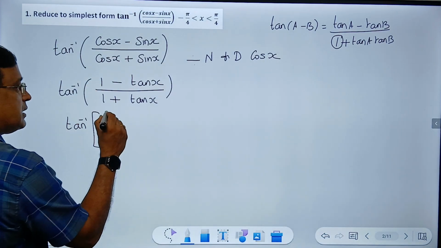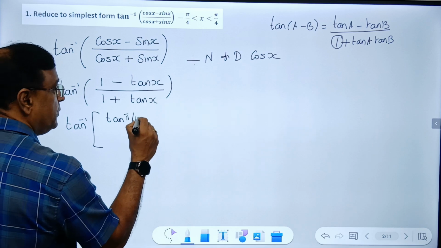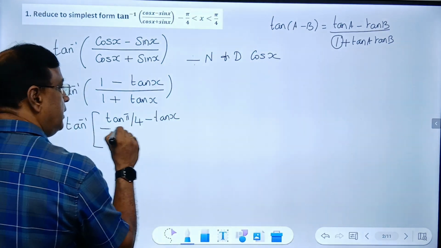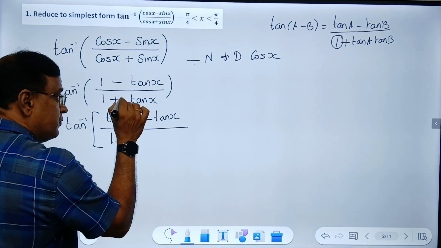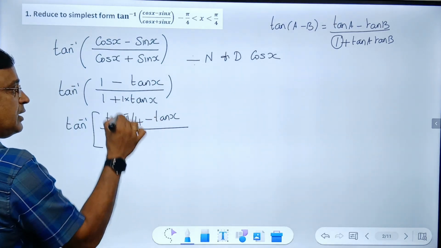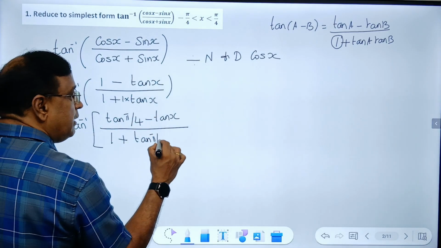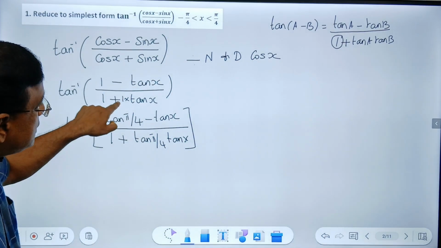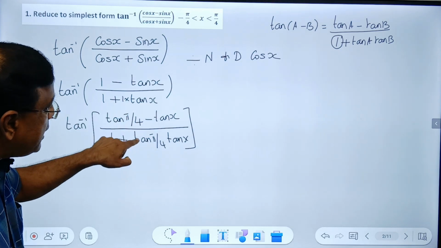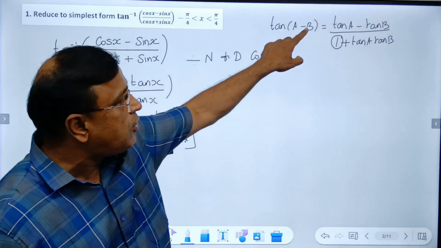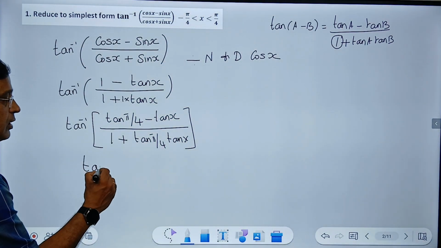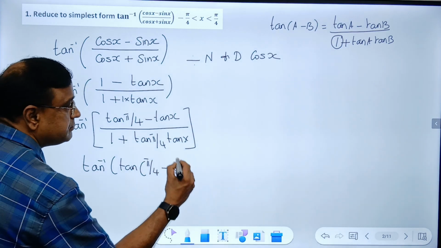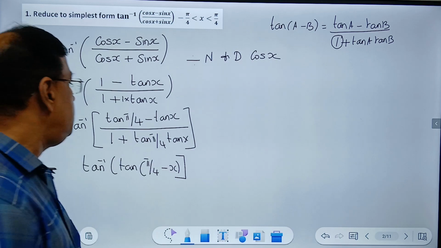This 1 is nothing but tan pi by 4. This is tan pi by 4 minus tan x divided by 1 plus, you see that it is actually 1 into tan x. That 1 can be written as tan pi by 4 into tan x, correct? Actually, it's just tan x, but you have to imagine it is 1 into tan x. That 1 should be replaced by tan pi by 4. Now, if you correlate this with that formula, it is actually tan inverse of what? Tan of pi by 4 minus x, correct? Tan of pi by 4 minus x.